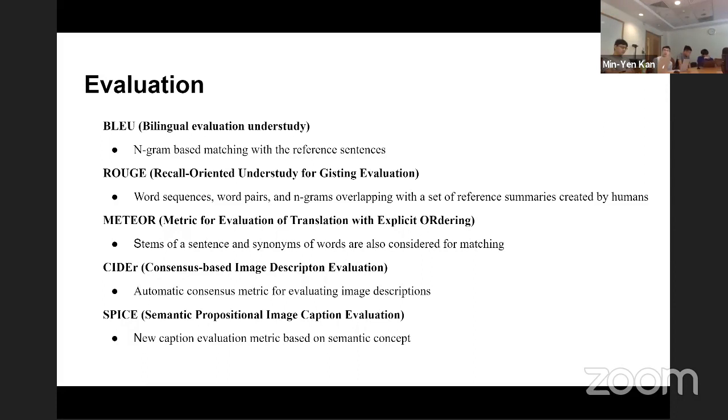So for the evaluation, these five evaluation metrics are most common. BLEU, ROUGE, and METEOR are three common NLG metrics based on n-gram matching. The first one is called CIDEr, which measures the diversity between different sentences. And the last one is called SPICE, which is specially designed for image caption evaluation. Actually, I don't know too many details about this one.